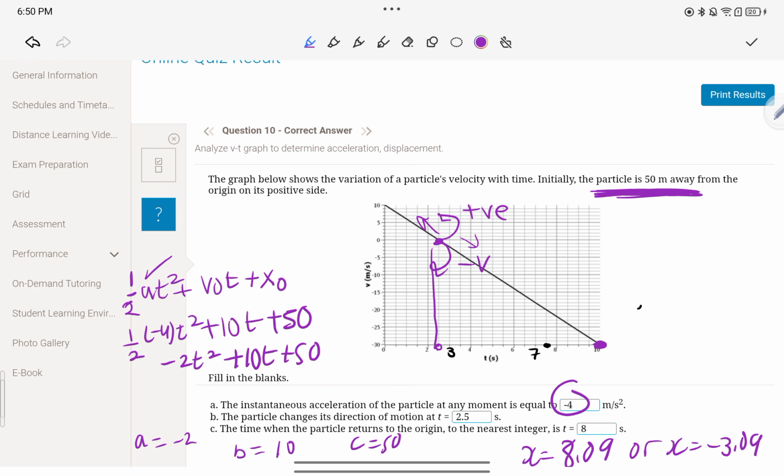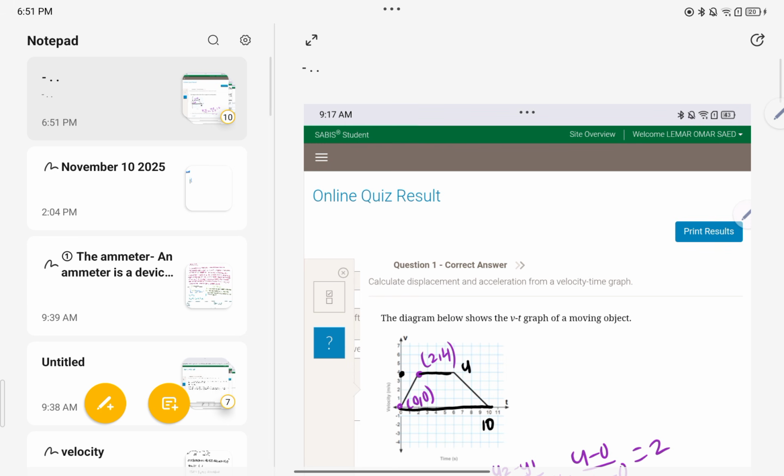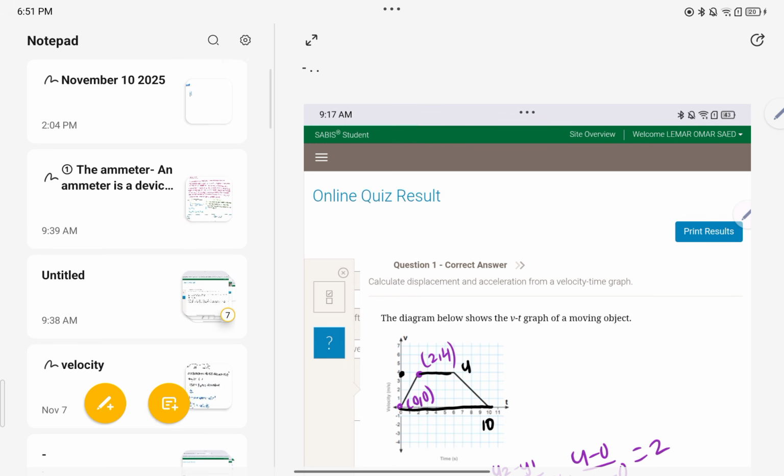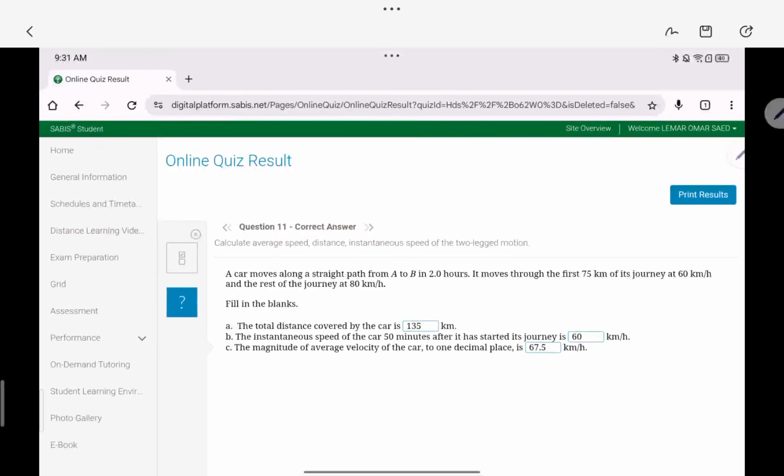3.009. Okay, so it's like a weird number. So you're just going to get it to the nearest integer, which is 8, and because it's larger than negative 3, you get 8. Okay, now the rest will be easier. Okay, 11.